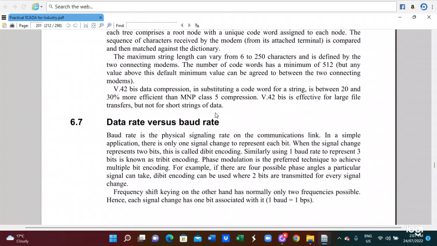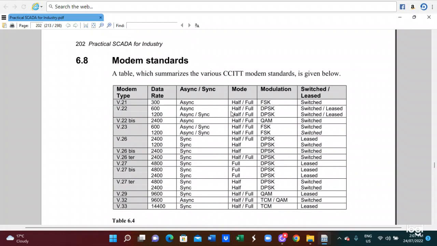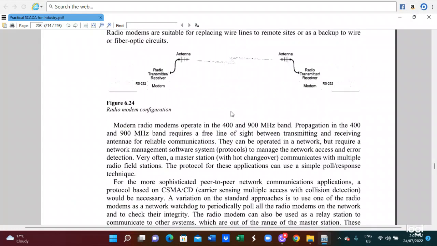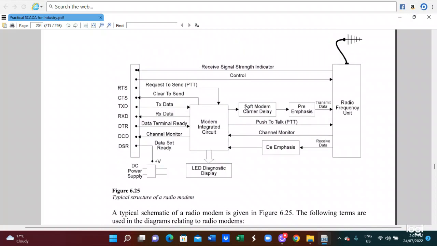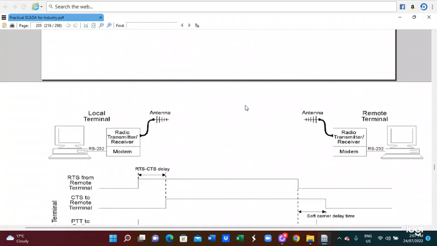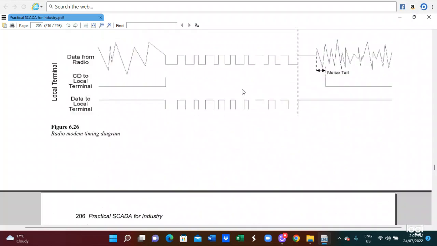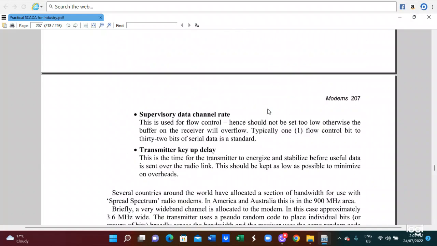There is more information and data on the modem standards. We also need to know which modem we use for the modem standard. Also radio modem. So this is a topology of the radio modem system. So this is an arrangement of the radio transmitter. How the radio is transmitted, how the modem will be arranged. We can also read about this. Also this is for the modem system.